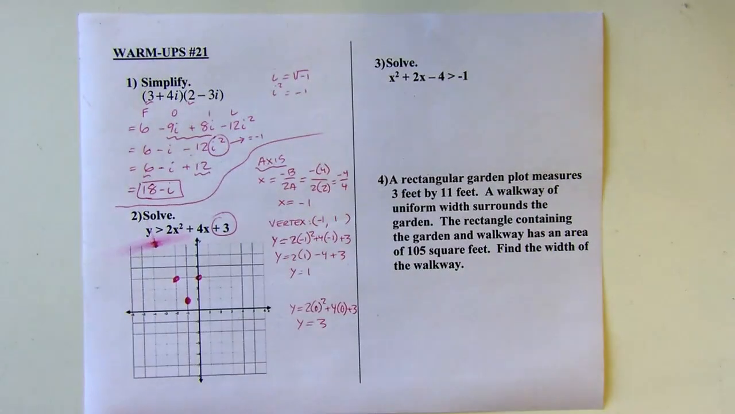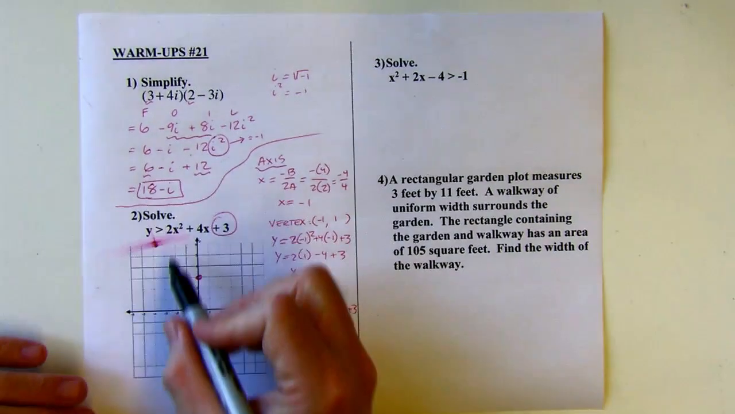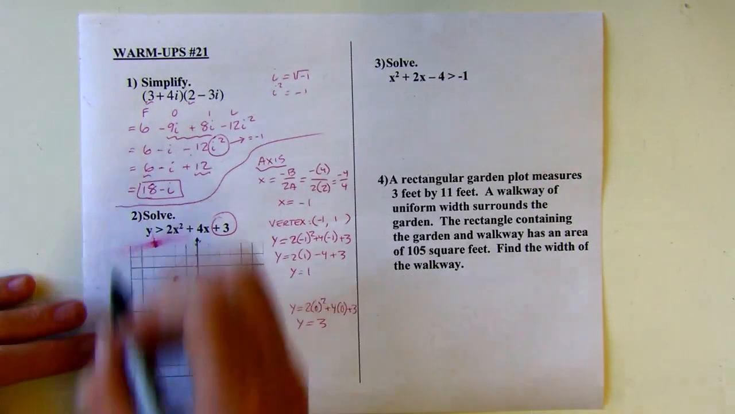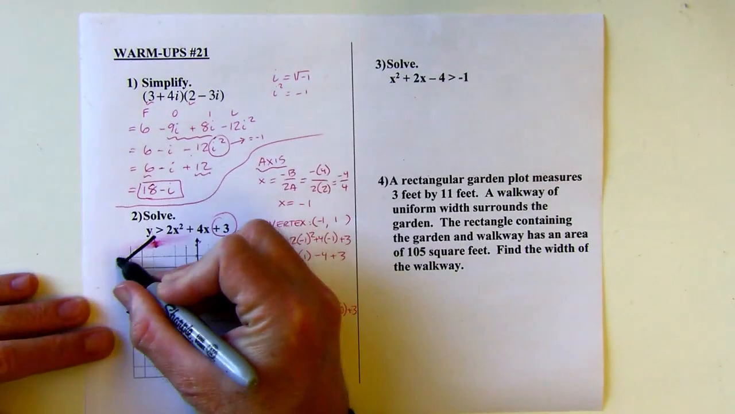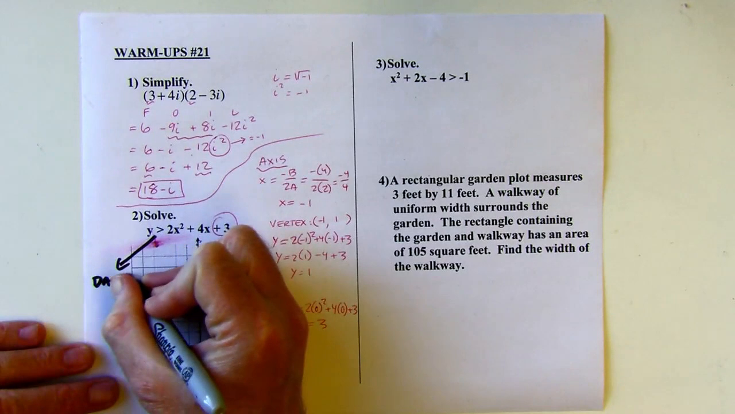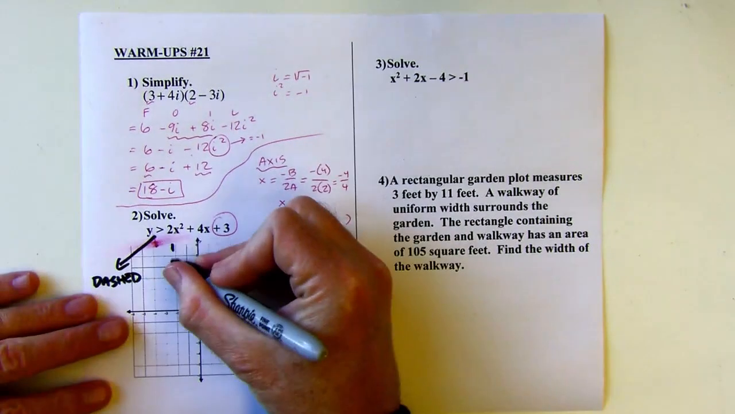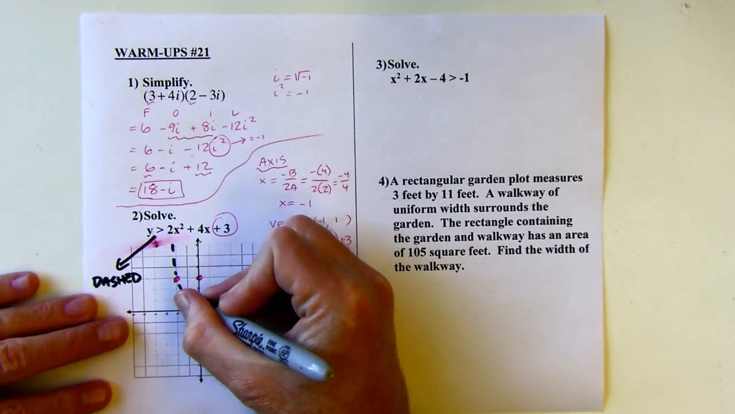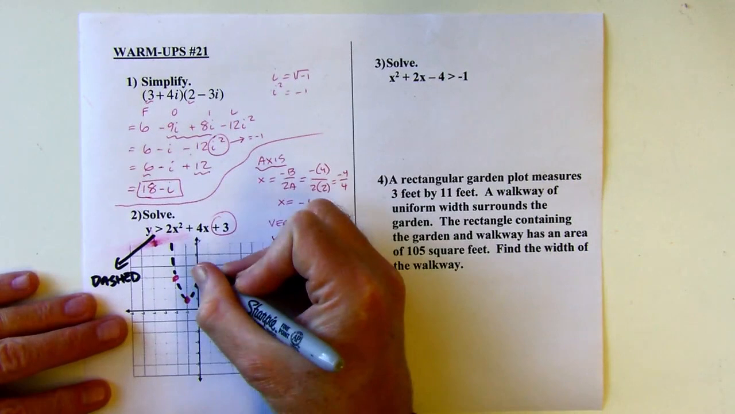And now I've got a pretty good idea what this is going to look like. It's tempting to just draw in the parabola, but heads up, since this is a strict inequality, this is going to be dashed. Okay, so I'm going to draw in a dashed parabola that goes through those points.